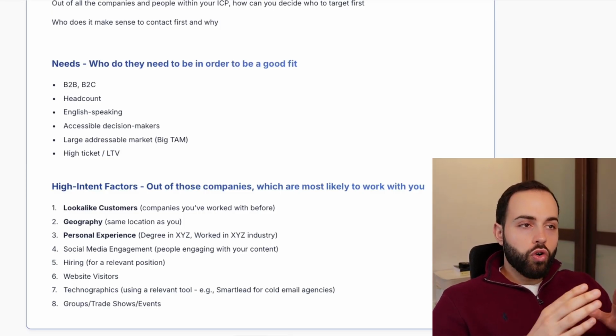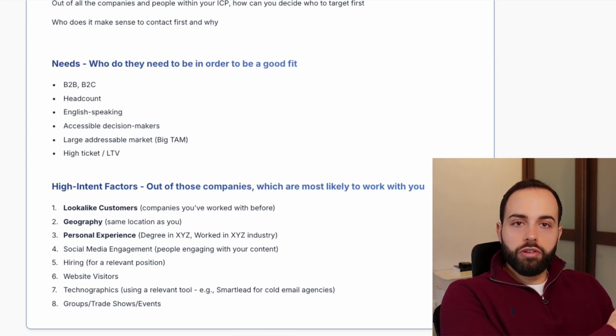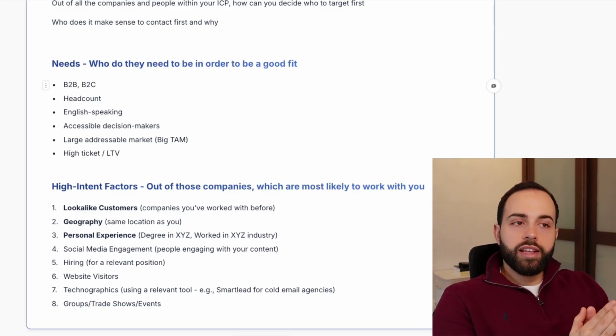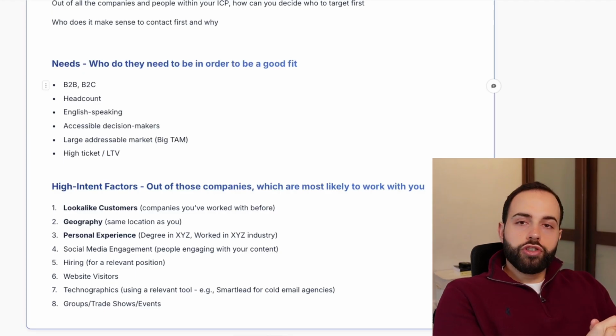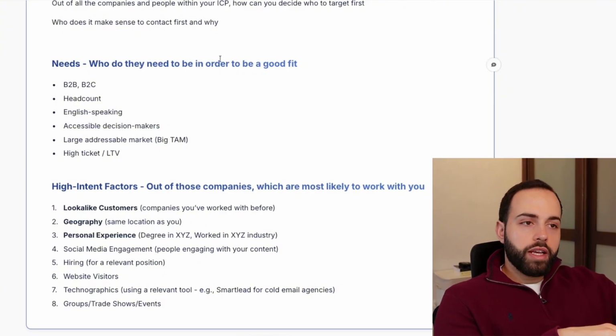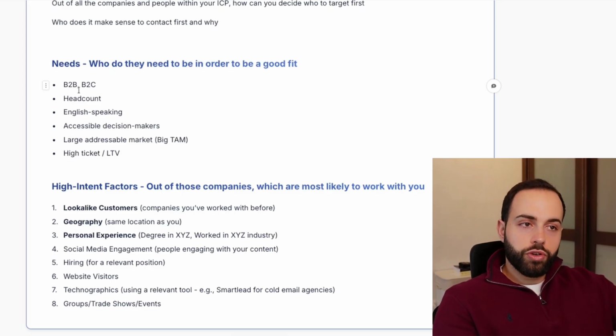So in other words, who do they need to be and what do they need to have in order to be a good fit? I'm just going to take an example of marketing firms. So let's say you answered the above 10 questions and the industry that you're targeting is marketing firms. What do those marketing firms need to have or need to be doing, or what needs to be current in their situation that makes them a good fit? I'm going to talk about this from a cold email perspective because I run a cold email agency, and then you can apply this to your situation as well.